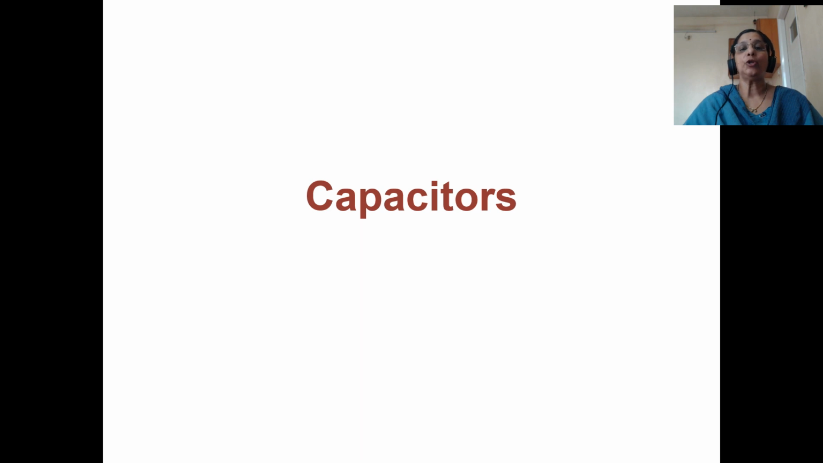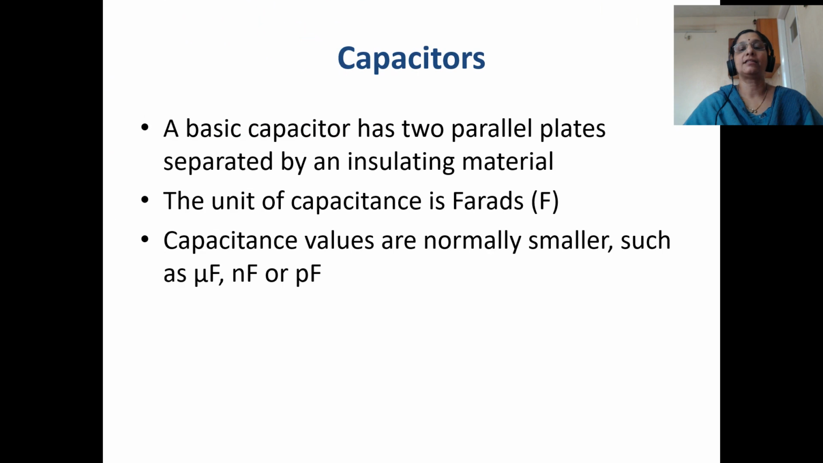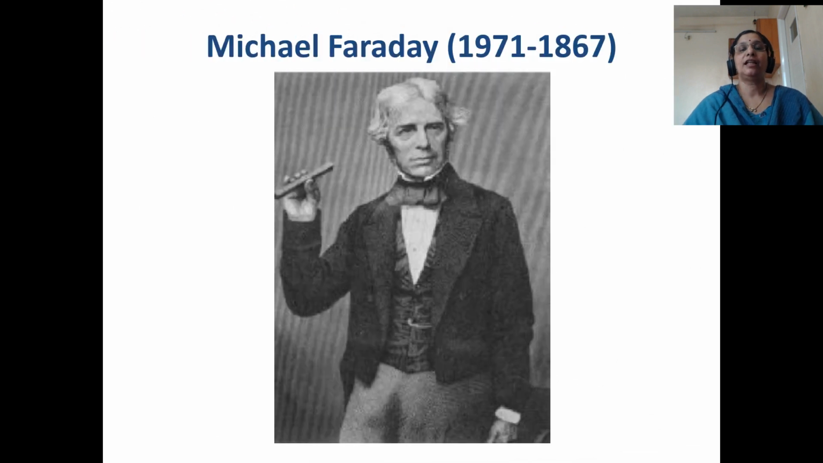The other commonly used passive component is the capacitor. It has two parallel plates separated by an insulating medium. It is basically used to store charge, and the unit of capacitance is measured in farads. Capacitors are very small and have capacitances in microfarads, nanofarads or picofarads. This is the scientist Michael Faraday, who gave us the concept of capacitance.